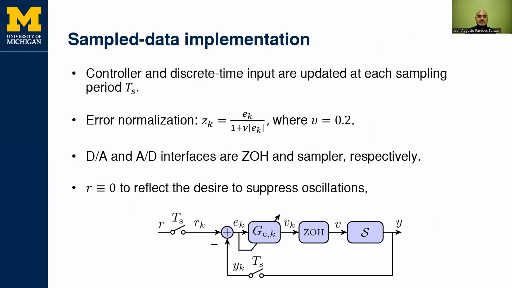Since RCAC is a discrete time controller, a sampled-data implementation must be considered. The controller and the discrete input are both updated at each sampling period Ts. Also, the performance variable mentioned before is the normalized error shown in the slides, where nu is 0.2. A reference of 0 is used in this work to reflect the desire to suppress oscillations.